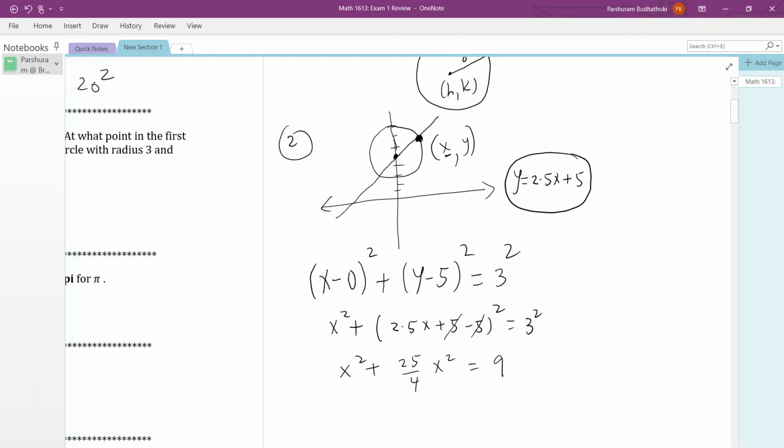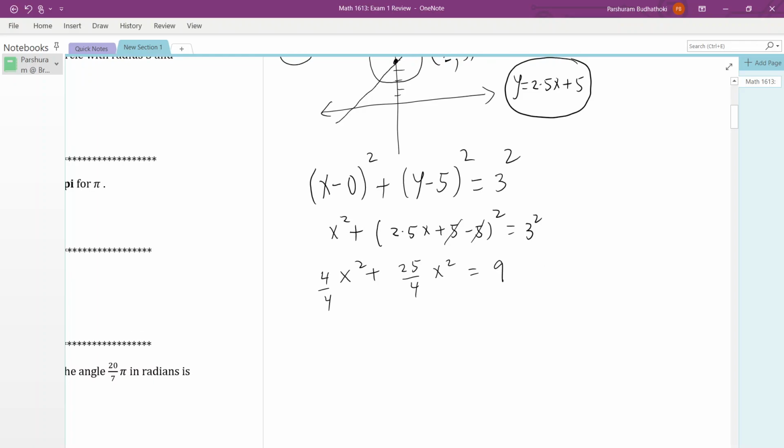If we try to simplify this, I have to make the same denominator here. So if I do that, on the left side, 4 plus 25 is 29x squared over 4 equals 9. So our goal is to find the x coordinate. So let's multiply both sides by 4 over 29. By doing that, I can cancel this 4 and 4, this 29 and this 29. So x squared is 36 over 29.